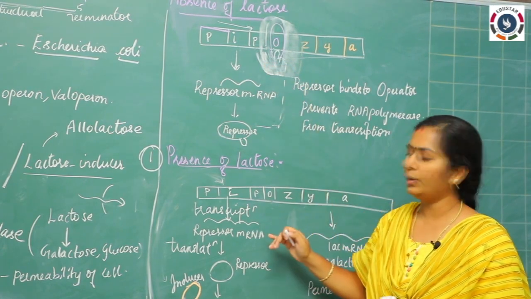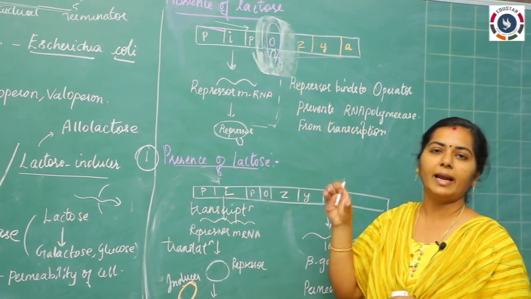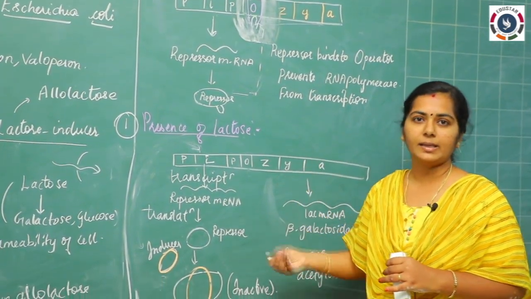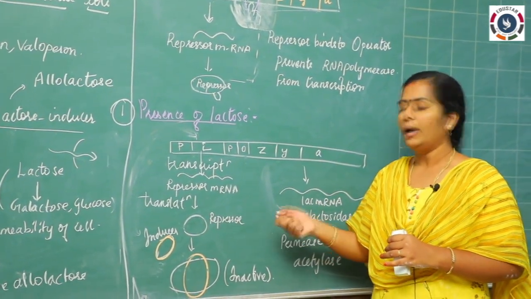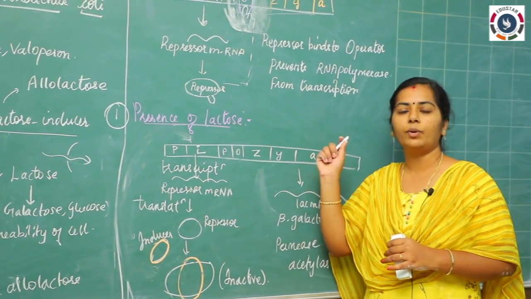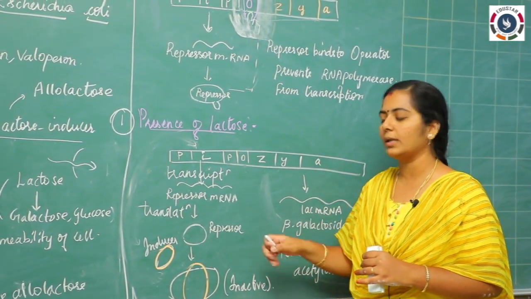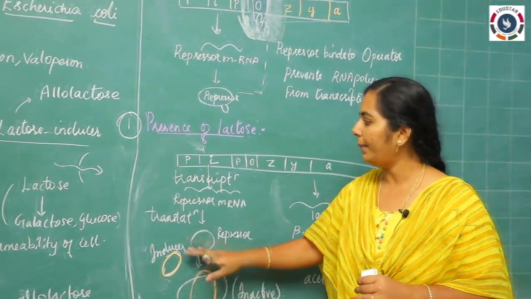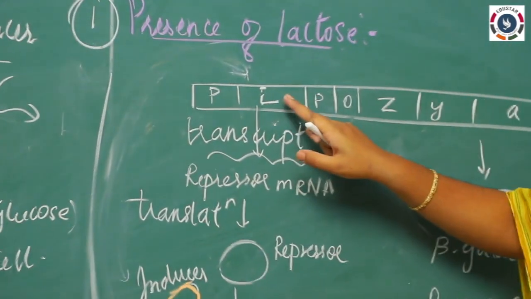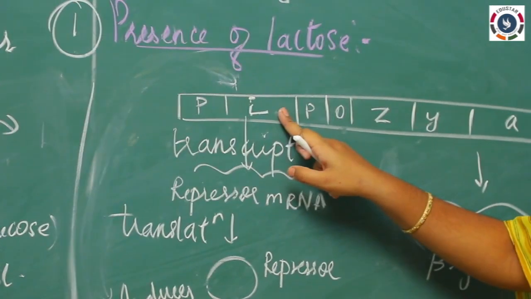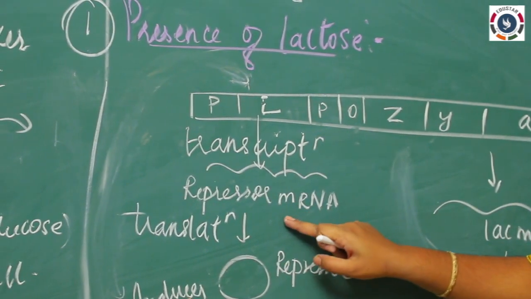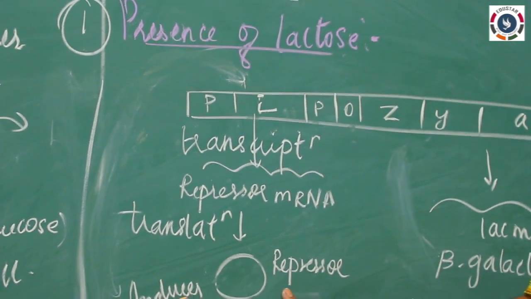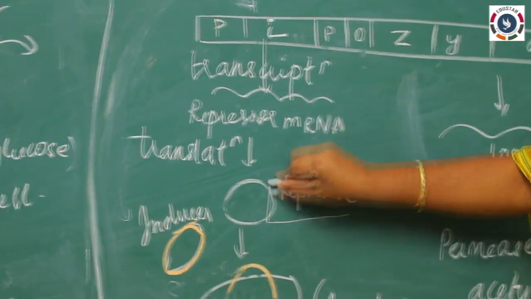Now we are getting into the presence of lactose. If the lactose is present in the medium, what will happen? The lactose will enter into the cell through the enzyme permease, and our trans-acetylase enzyme will convert the lactose into allolactose. Here we know that the lactose is acting as an inducer. The same process happens: the I gene, the repressor gene, will code for the repressor mRNA by transcription, then move to translation and produce the repressor protein.